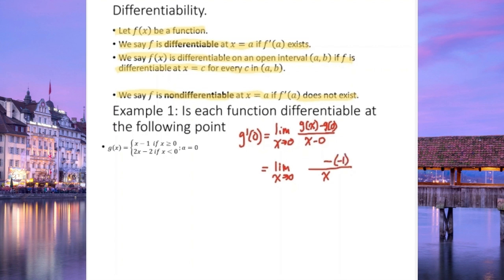The problem is g of x. Around x equals 0, g of x could behave as either one of the two equations, the x minus 1 or the 2x minus 2. So for that reason, in order to decide what g of x will be, we have to consider the left and the right-hand limits. First, we'll evaluate the limit as x approaches 0 from the right.